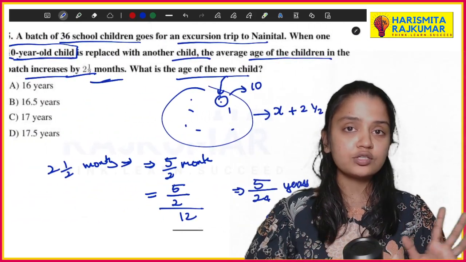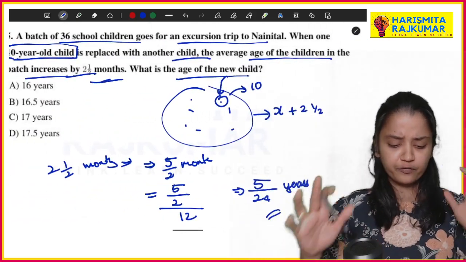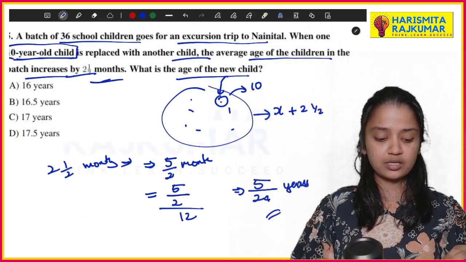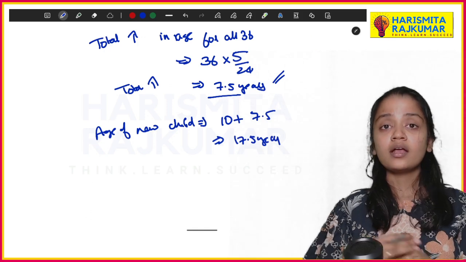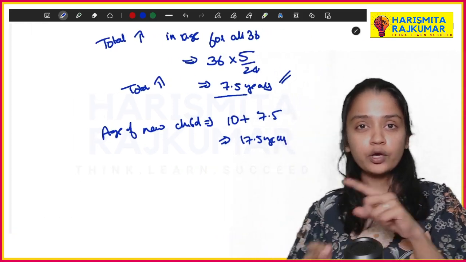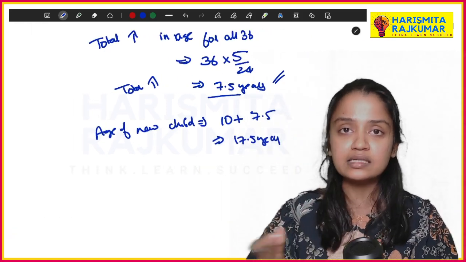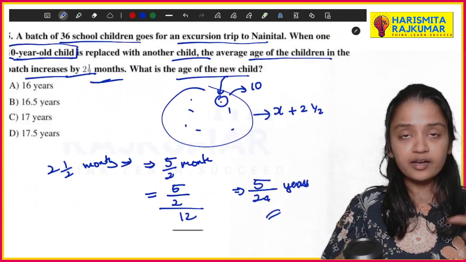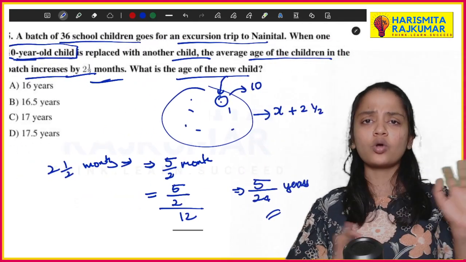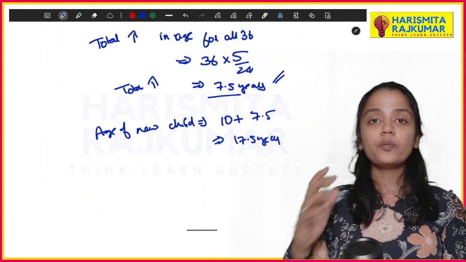So let me just quickly wrap up. First, you have to find the total increase they gave, no? So for that, you have to find the total increase. Only because of this replacement, the total increase is 7.5 years. So the child who got replaced is 10 years. You have to add the total increase. That's all. So I hope you understood the sum.